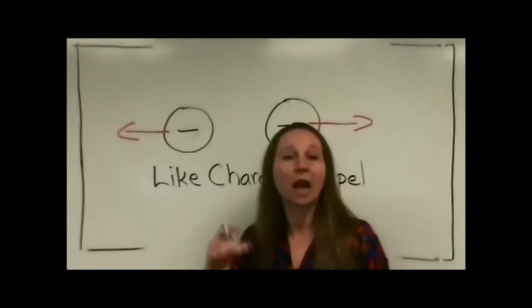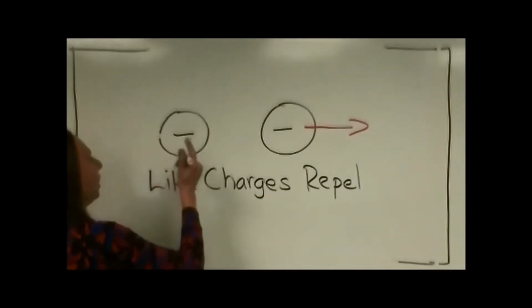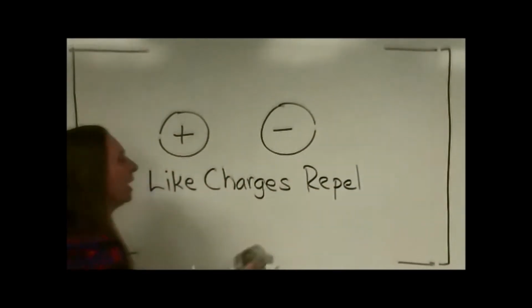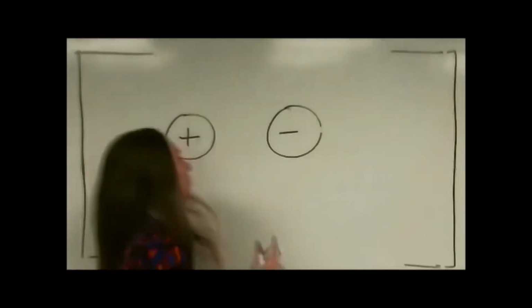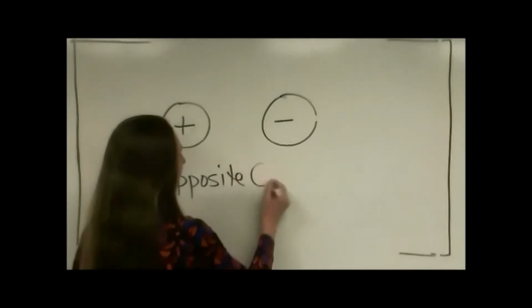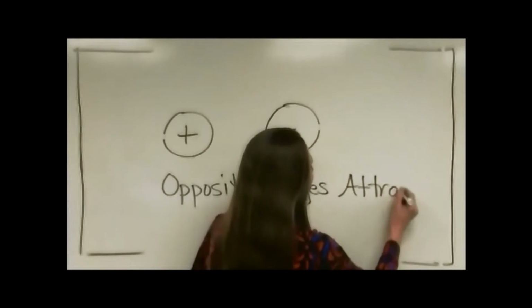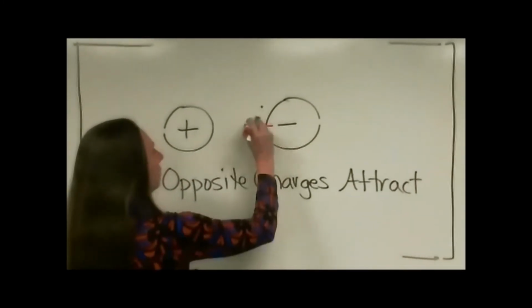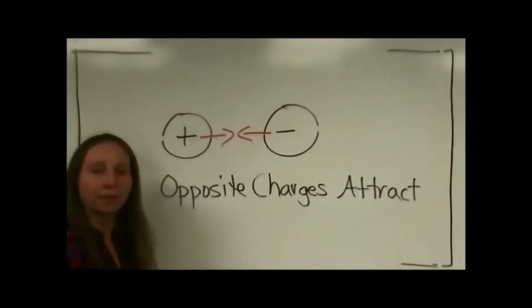Now, what about opposite charges? What if one of these objects was positive and the other object was negative? Then how would they behave? Well, opposites attract. You know that. Opposite charges attract. So that means that this negatively charged object will tend to pull toward the positively charged object and vice versa.